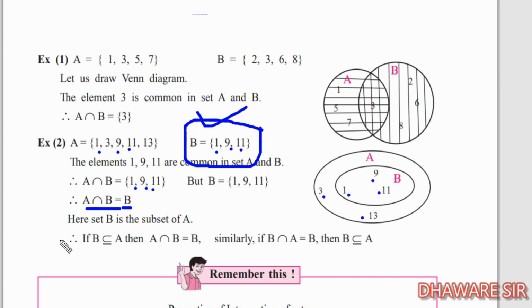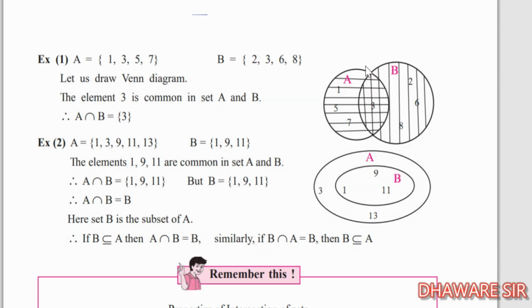So what is our definition here? Here set B is the subset of A. If one set is the subset of the second set, then the intersection is the set which is the smaller set. Simply, A intersection B is equal to B, then B is a subset of A. So this is our definition of the subset.